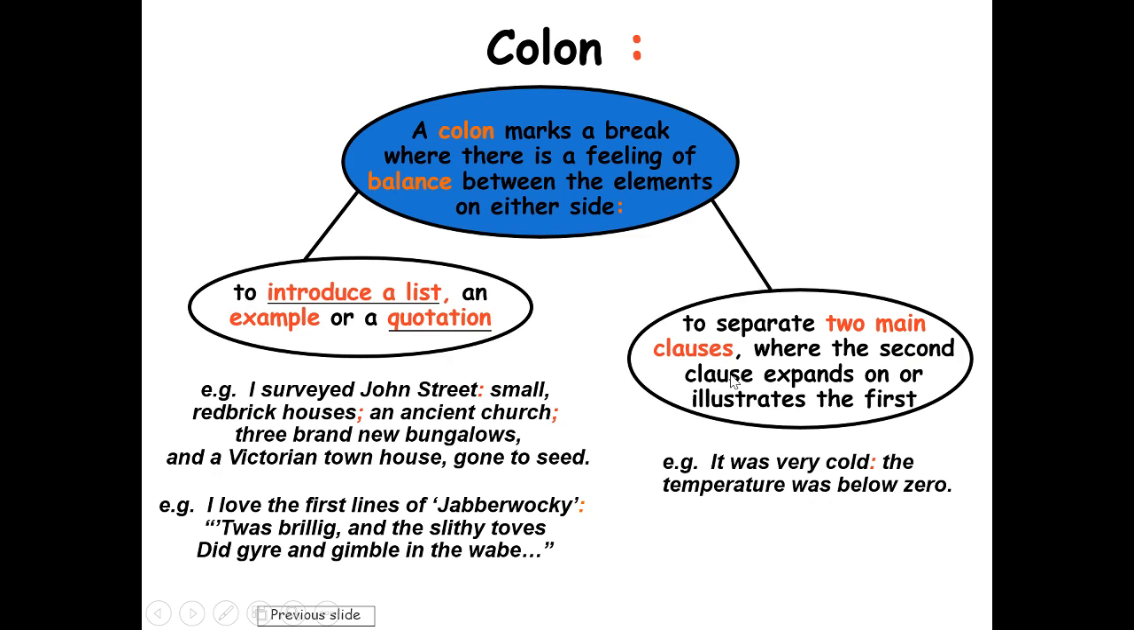To separate two main clauses where the second clause expands on or illustrates the first. It was very cold: the temperature was below zero. Here, as you can see, "it was very cold" is one whole independent clause. "The temperature was below zero" is another independent clause. So, to connect these two, we can use a colon.